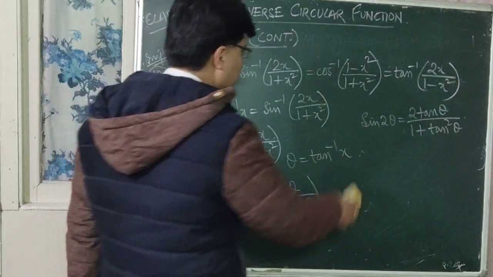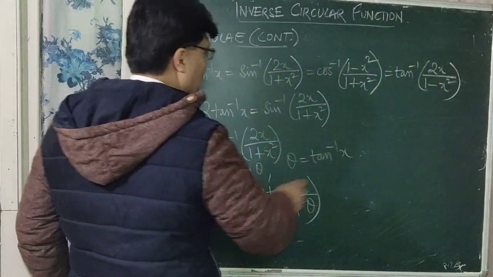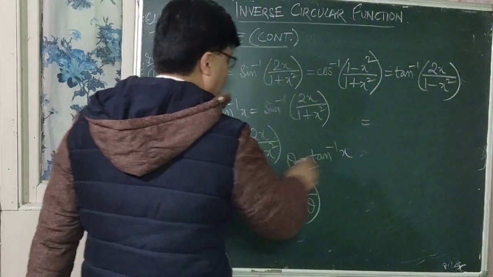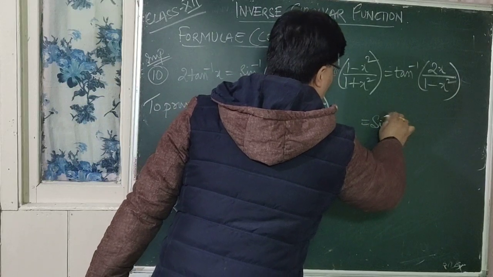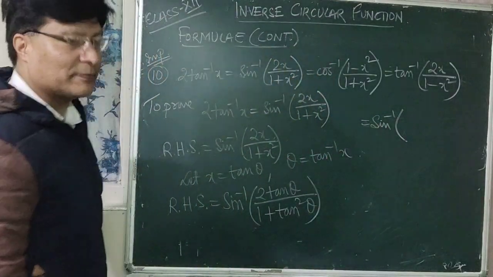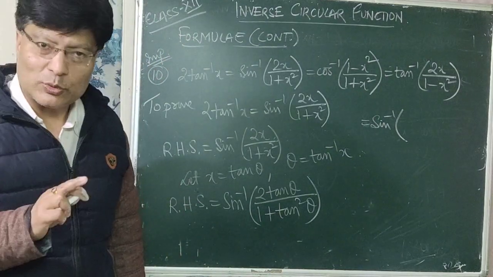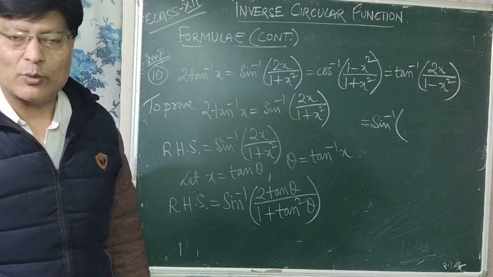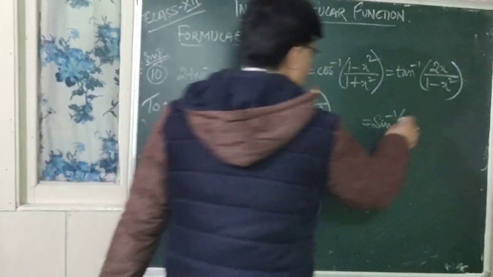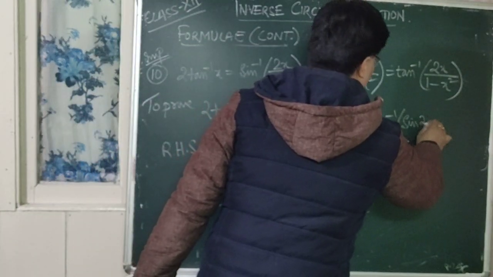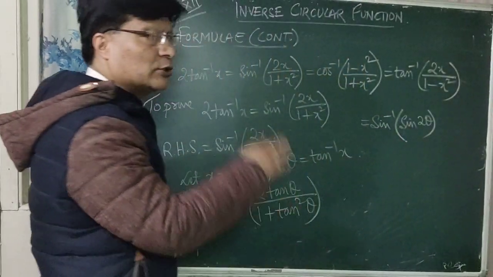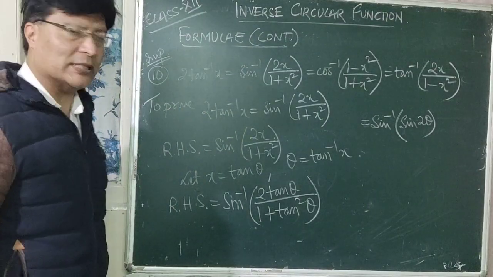Now next step. So which is equal to sine inverse, within bracket. What is 2 tan theta upon 1 plus tan square theta? What is the formula there? It is sine 2 theta. So it is sine inverse sine 2 theta.